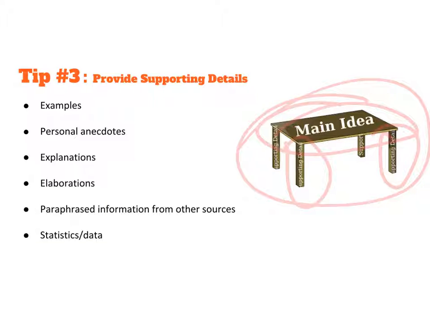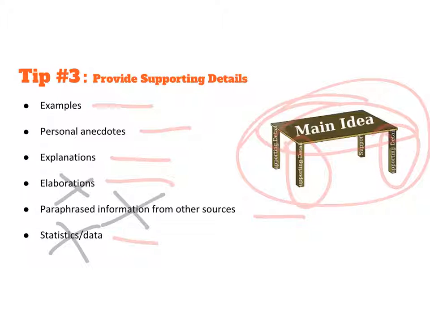There's lots of different kinds of details that you can give. You can give examples, personal anecdotes, explanations, elaborations. You could paraphrase information from other sources, and you could also give statistics and data. For our purposes, some of these aren't going to work. For example, because this is asking how I use technology, statistics and data are not going to work. Paraphrase information from other sources are also not going to work. It's a short answer, so I'm probably not going to use elaborations, but I will use examples, personal anecdotes, and explanations. So these are some of the things that you might see in my answer.